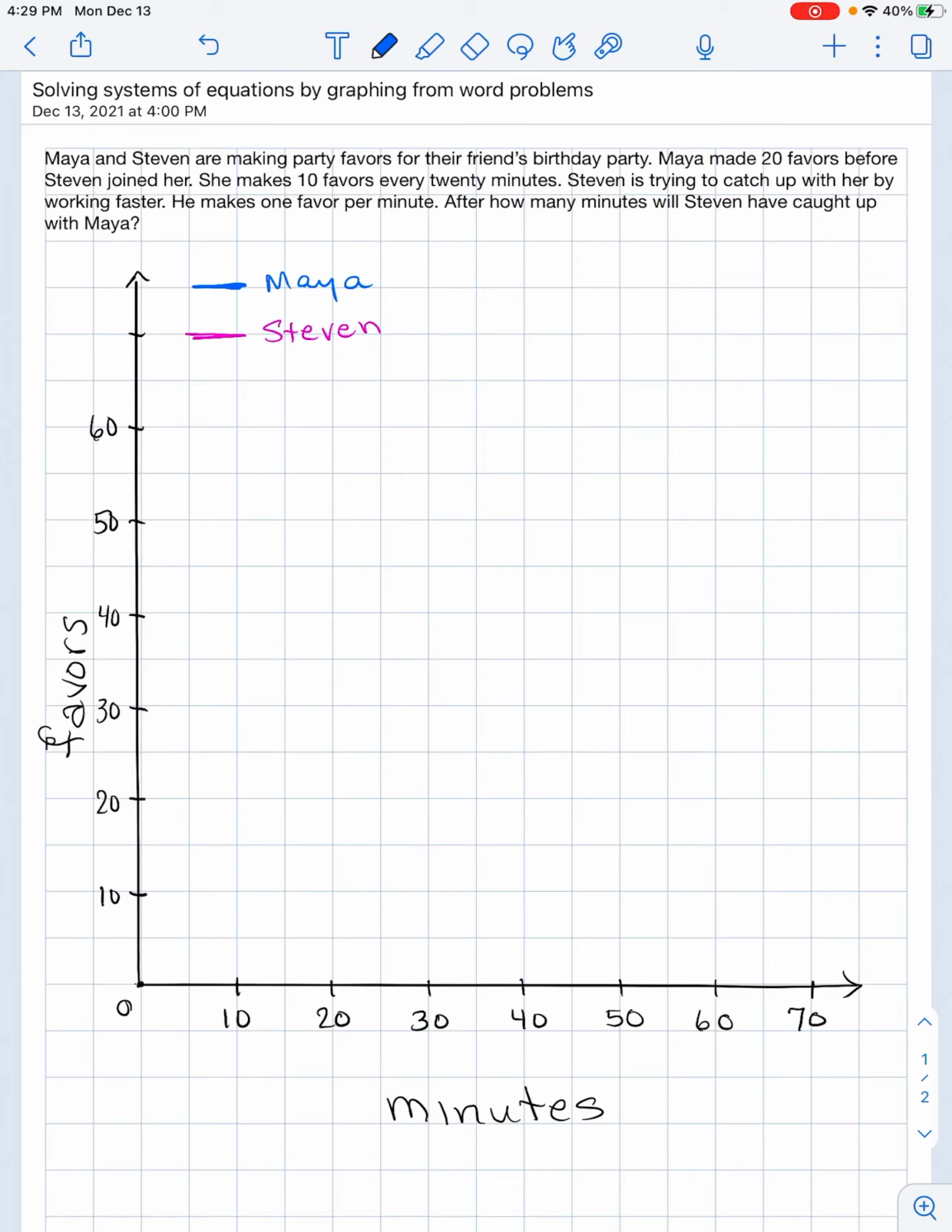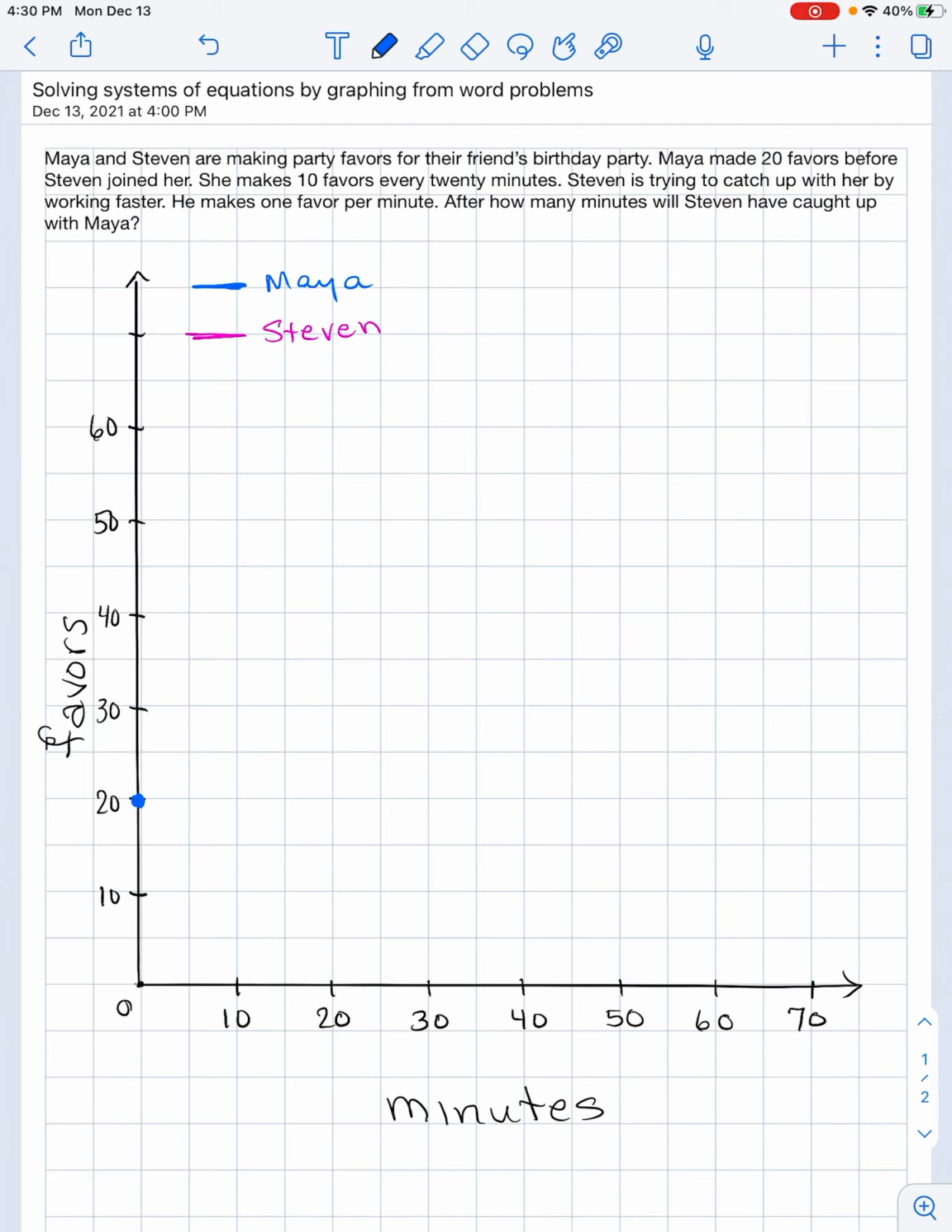So let's look at Maya first. I'm going to use blue for Maya. It says Maya made 20 favors before Steven joined her. Well, that means that at 0 minutes, because we're going to start the clock when Steven gets there, Maya had already made 20 favors, and that means that the intercept for Maya's line will be at 0, 20.